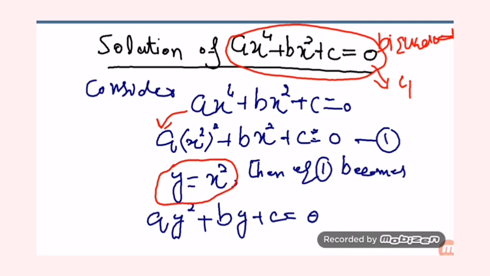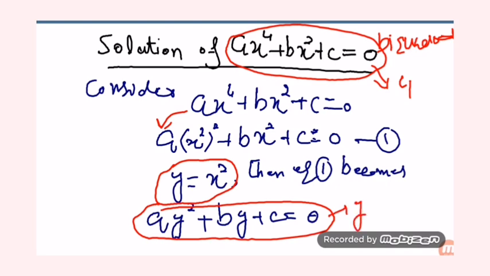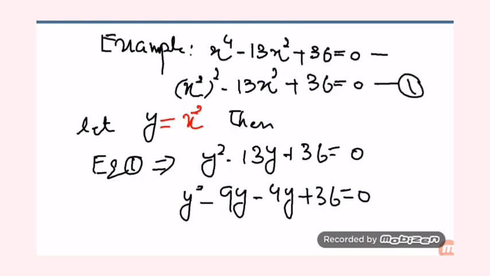Now this equation is quadratic in terms of y, and we know that quadratic equations may be solved by the factorization method, by the completing square method, and by the quadratic formula. Now consider the example x^4 - 13x^2 + 36 = 0.